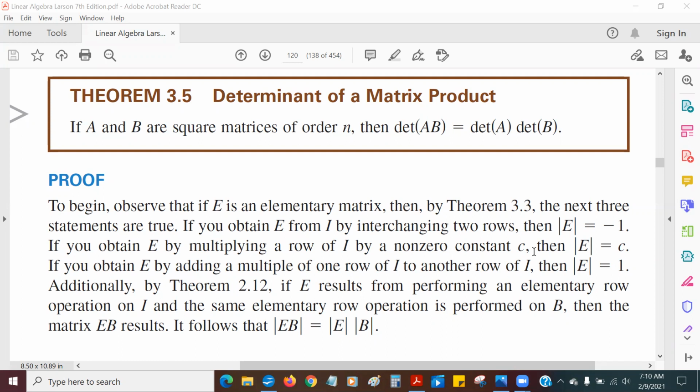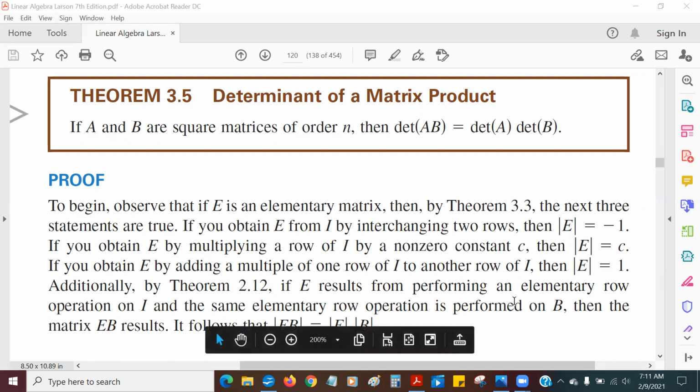And that also is very simple because you basically take the identity matrix, which is a whole string of zeros and a whole string of ones down the main diagonal, and one of those ones is being turned into a C. So yeah, it's very simple, very obvious for a million reasons. And if you obtain E by adding a multiple of one row to another row, then the determinant of E is just one. So basically, the determinant of E is either going to be -1, +1, or it's going to be the constant that you multiplied by.